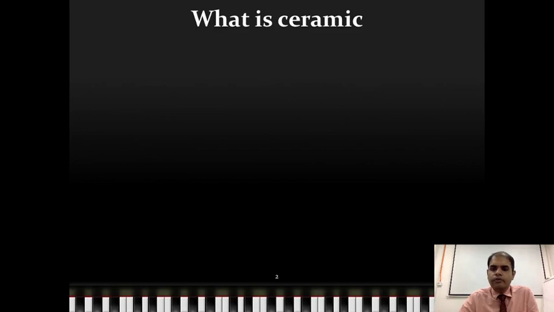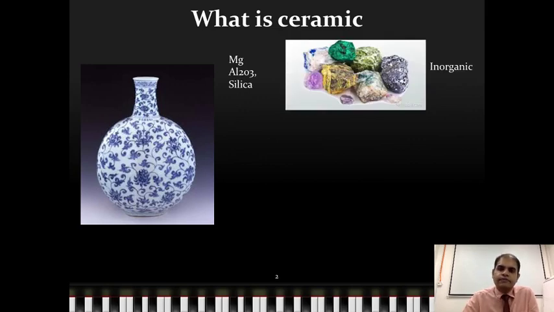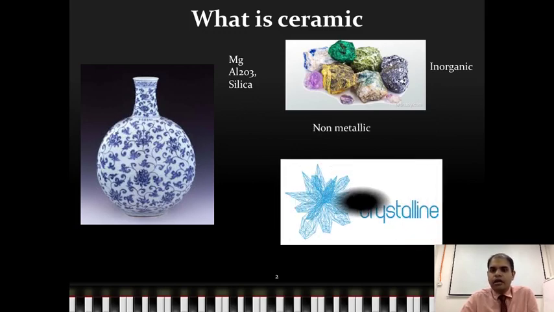So, what is actually ceramic? We can see an object of nice ceramic. If you really want to call something ceramic, it should have three things. It should be inorganic, such as magnesium, aluminum trioxide, silica, or some other inorganic compound. It should be non-metallic, and beneath the structure should be crystalline in nature.